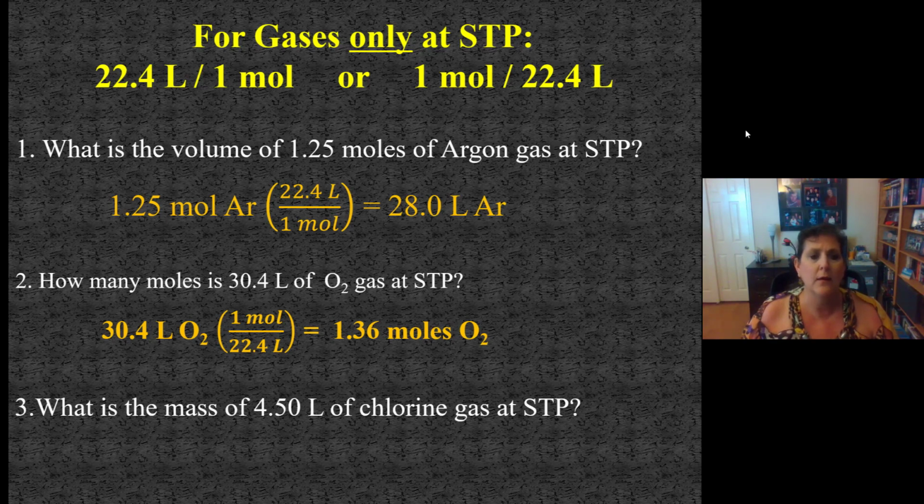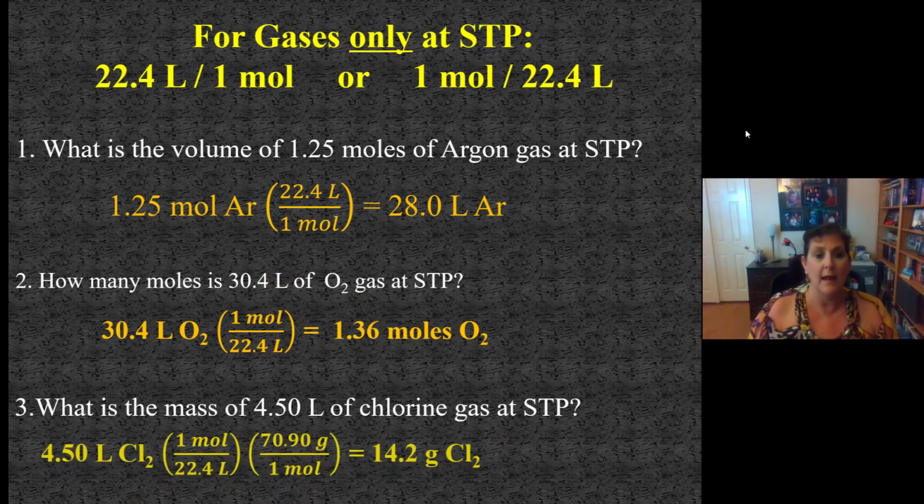All right, number 3. What is the mass of 4.50 liters of chlorine gas at STP? This is going to be a two-step problem. It's a little bit more difficult. I hope you did good with it. So start with what we know, 4.50 liters of chlorine gas. We're starting with liters, so we need liters on the bottom. So it's going to be 1 mole over 22.4 liters, like that. Liters are going to cancel.